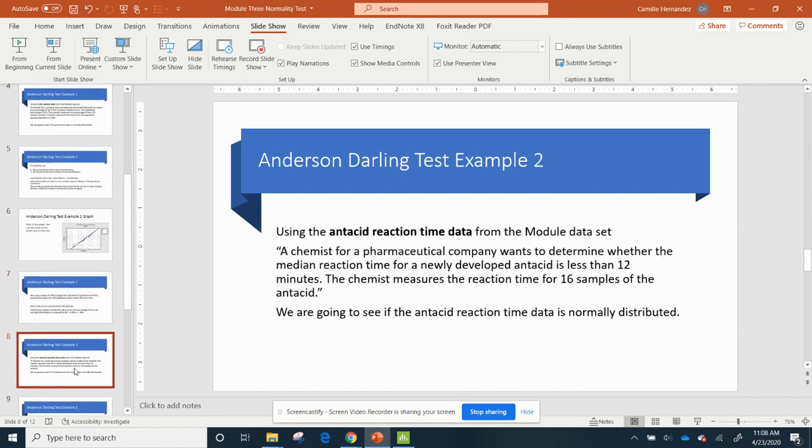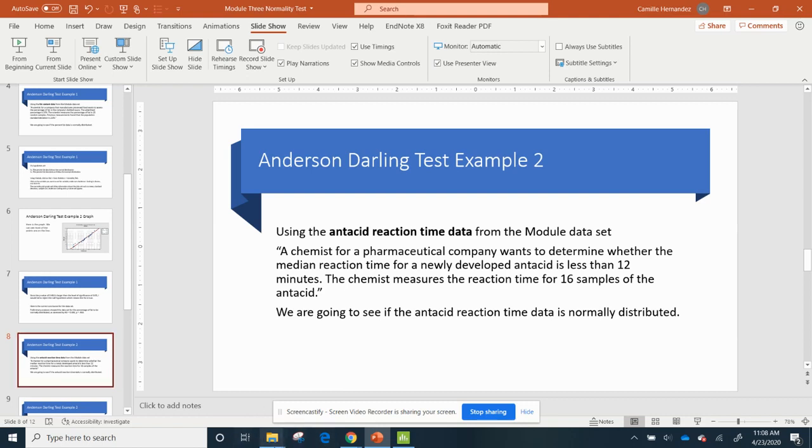So using the antacid reaction time, a chemist for a pharmaceutical company wants to determine whether the mean reaction time for a newly developed antacid is less than 12 minutes. The chemist measures the reaction time for 16 samples of the antacid. We're going to see if the antacid reaction time data is normally distributed.